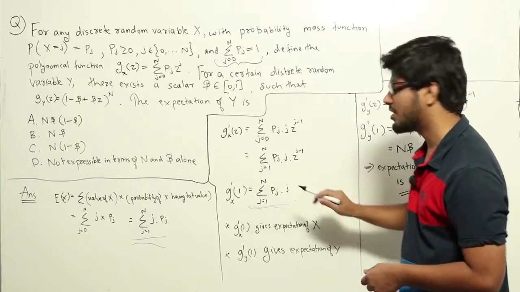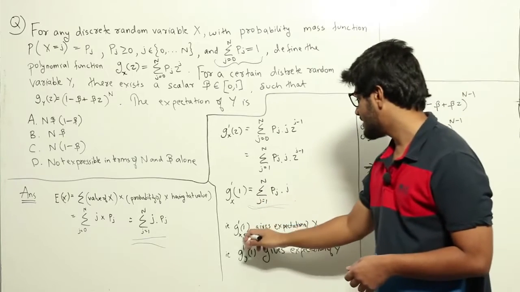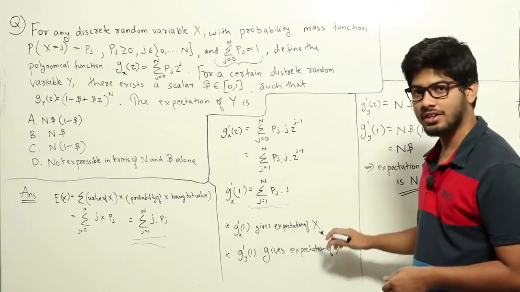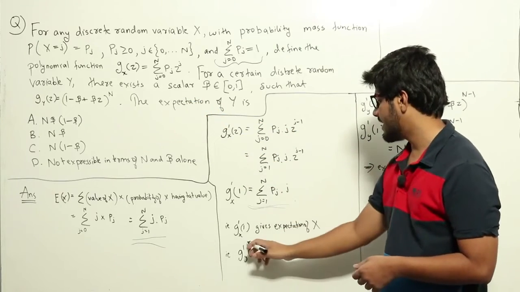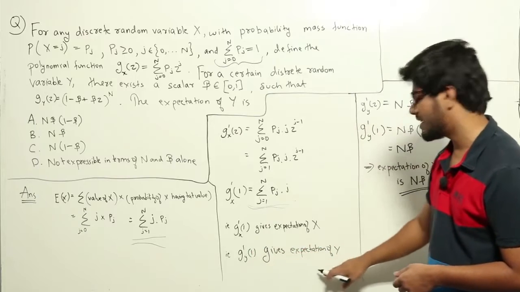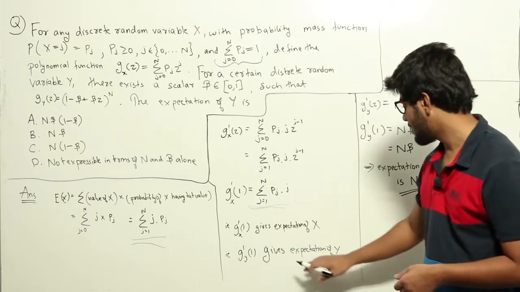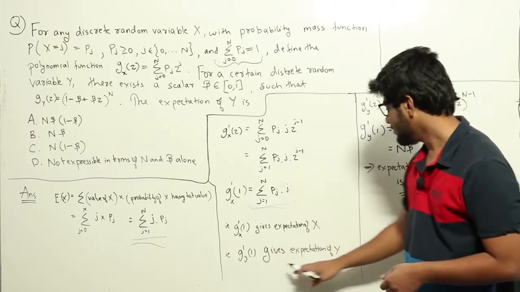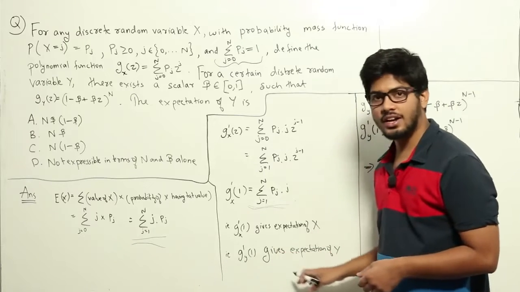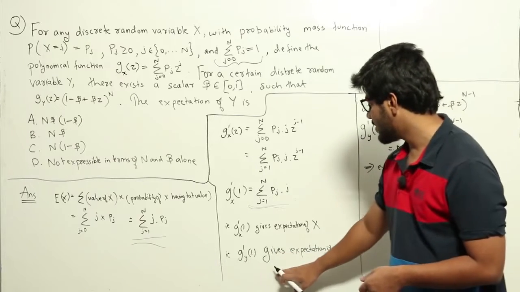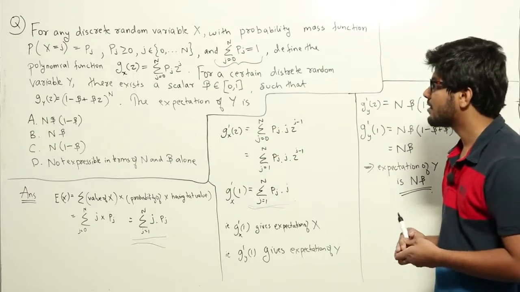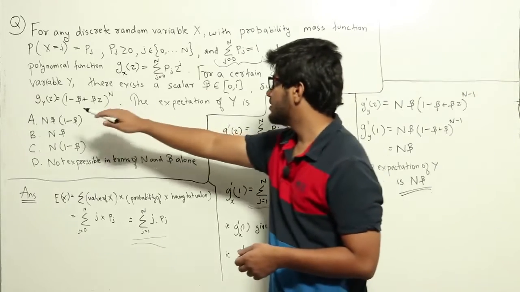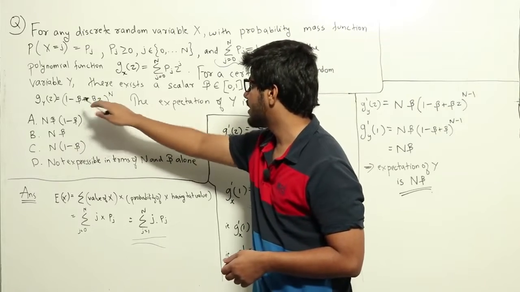So now we understand what the polynomial function does. G dash x of 1 gives the expectation of x. Now it's the same polynomial function given for y, so meaning g dash y of 1 will give the expectation of y. So this is the important point which we need to arrive at in this question. Now once we got this, we can try to find out the expectation of y as well. So for y, the g polynomial function is given as this.